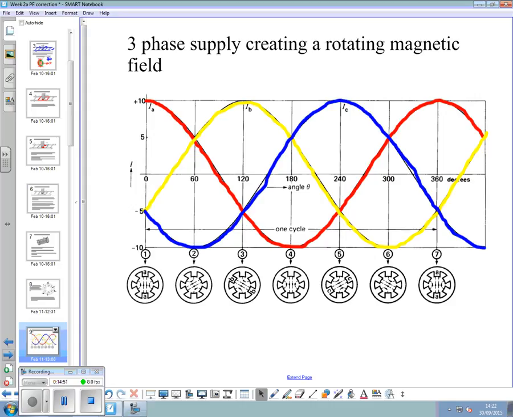So we've got these 3 phases that peak at different times. If you look at these little diagrams here, we've got the field effectively being created in a different direction as we move along one cycle of 360 degrees. I've got these drawn much bigger on the next couple of pages so you can see what's going on with the field in the motor.